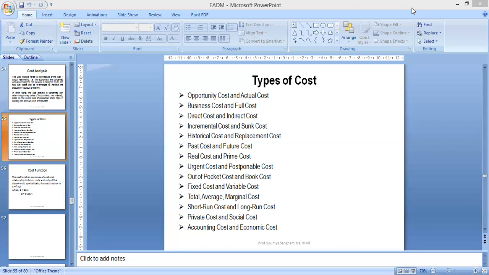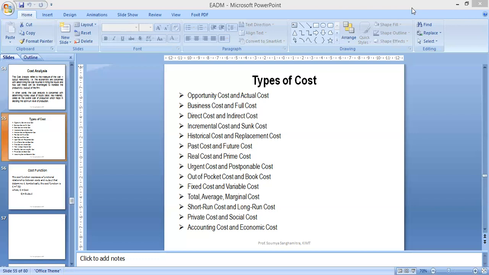Then out of pocket cost or book cost. The items of expenditure which involve cash payment or cash transfer, both recurring and non-recurring, are known as out of pocket cost. All the explicit costs, for example wages, rent, interest, transport expenditure, etc., fall in this category.